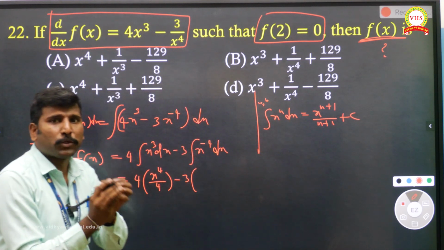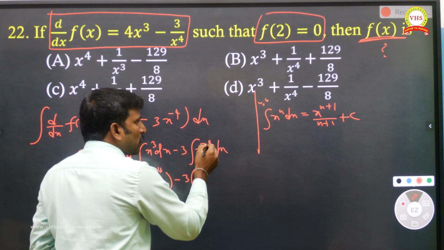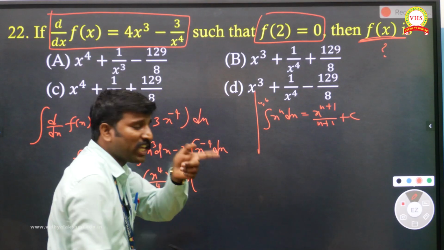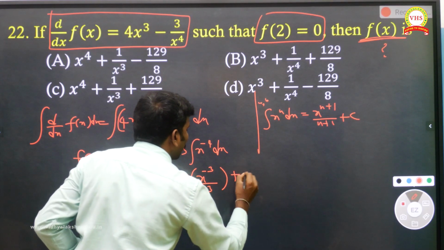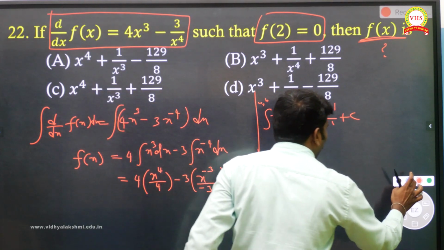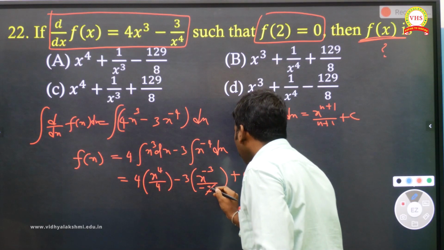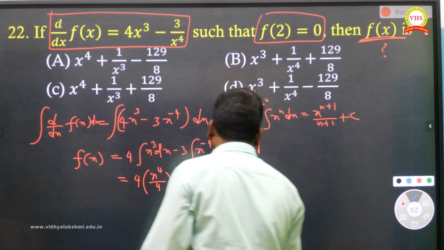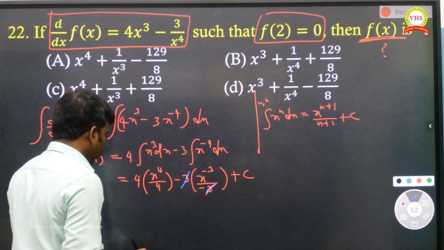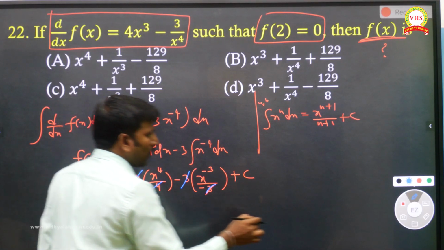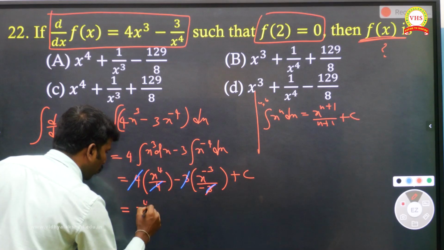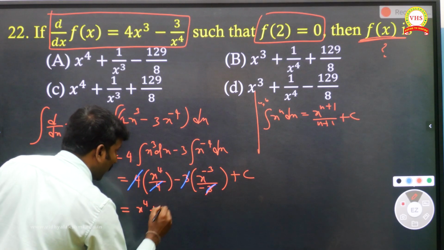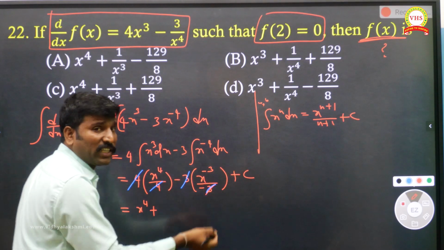Whatever the power, we should add 1. So the power is minus 4; minus 4 plus 1 gives minus 3. So that is x power minus 3 divided by minus 3, plus c. Now you can cancel the 3 in the denominator and numerator, and here also cancel the 4. Then what remains is x power 4 plus x power minus 3.